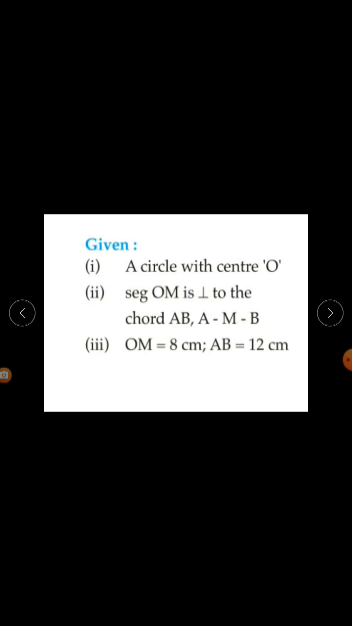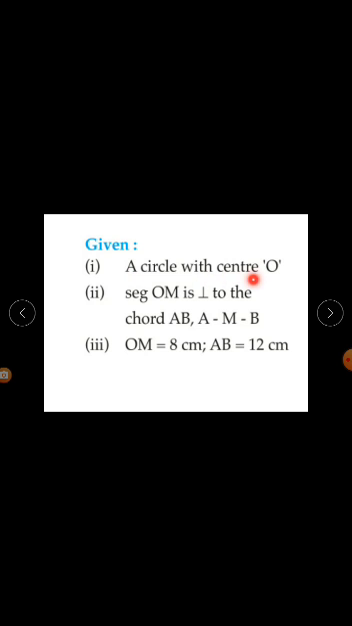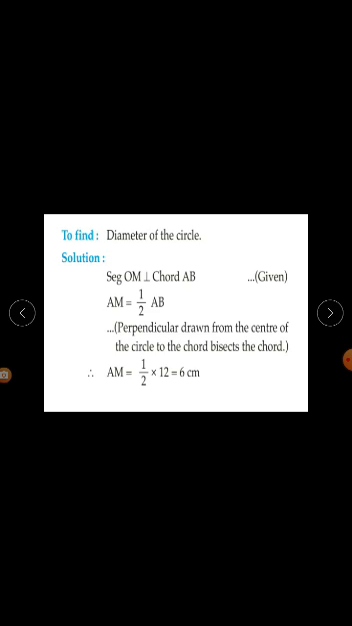So what is given? A circle with center O. Segment OM is perpendicular to chord AB such that A-M-B. OM is equal to 8 centimeter and AB is equal to 12 centimeter. This is your given part. What you have to find? You have to find the diameter of the circle.